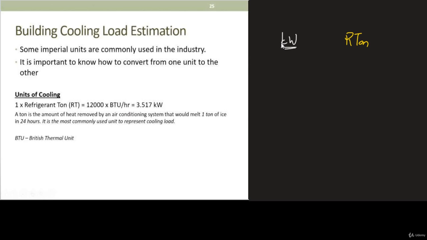R-ton. So 1 R-ton is equal to 3.517 kilowatts. 1 R-ton is equal to 3.517 kilowatts. So when they say this chiller is able to provide 300 tons of cooling, if you want to convert to kilowatts, you have to multiply by 3.517.